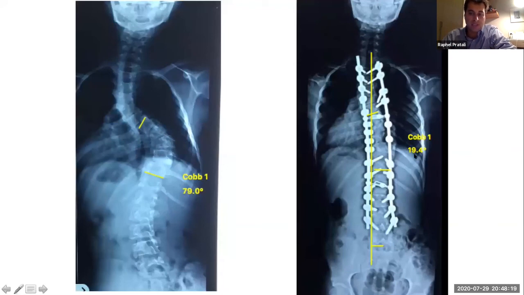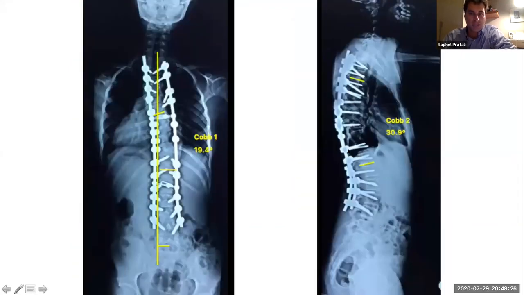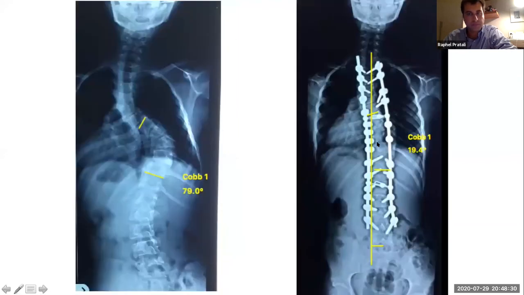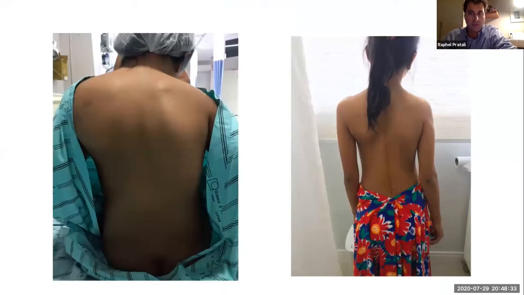79 to 19 degrees in coronal, not perfect, but well aligned. We could see a good correction in sagittal alignment also, and more special in the clinical view, because in this case we derotate, so we can see perfectly. We can see the improvement of the thoracic hump. That's it. Any comments?